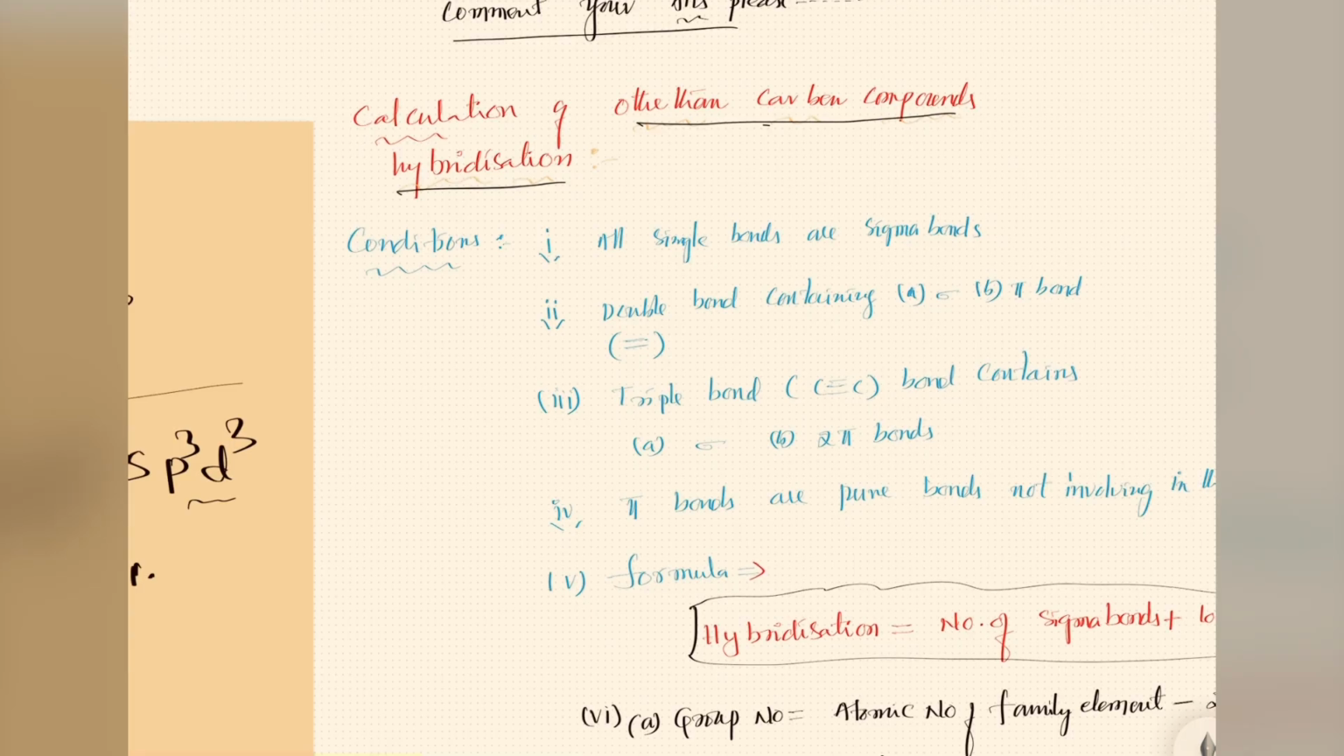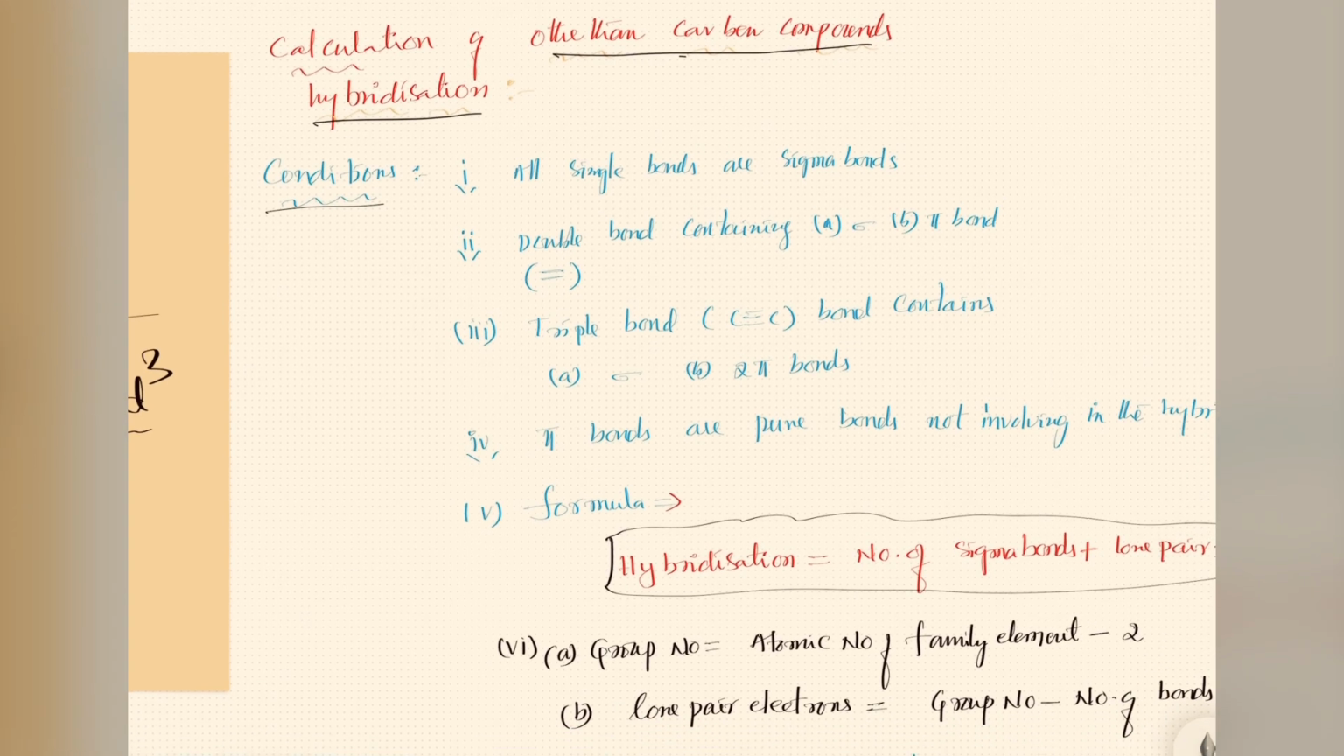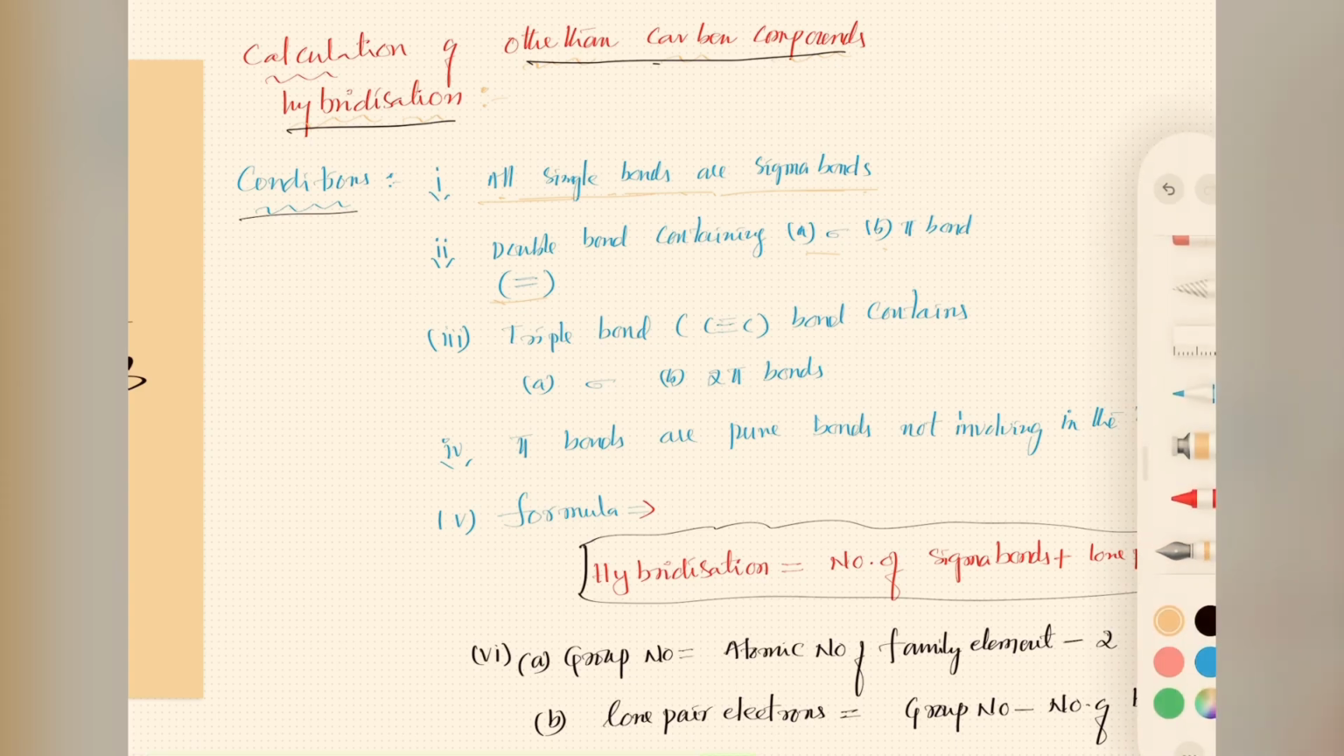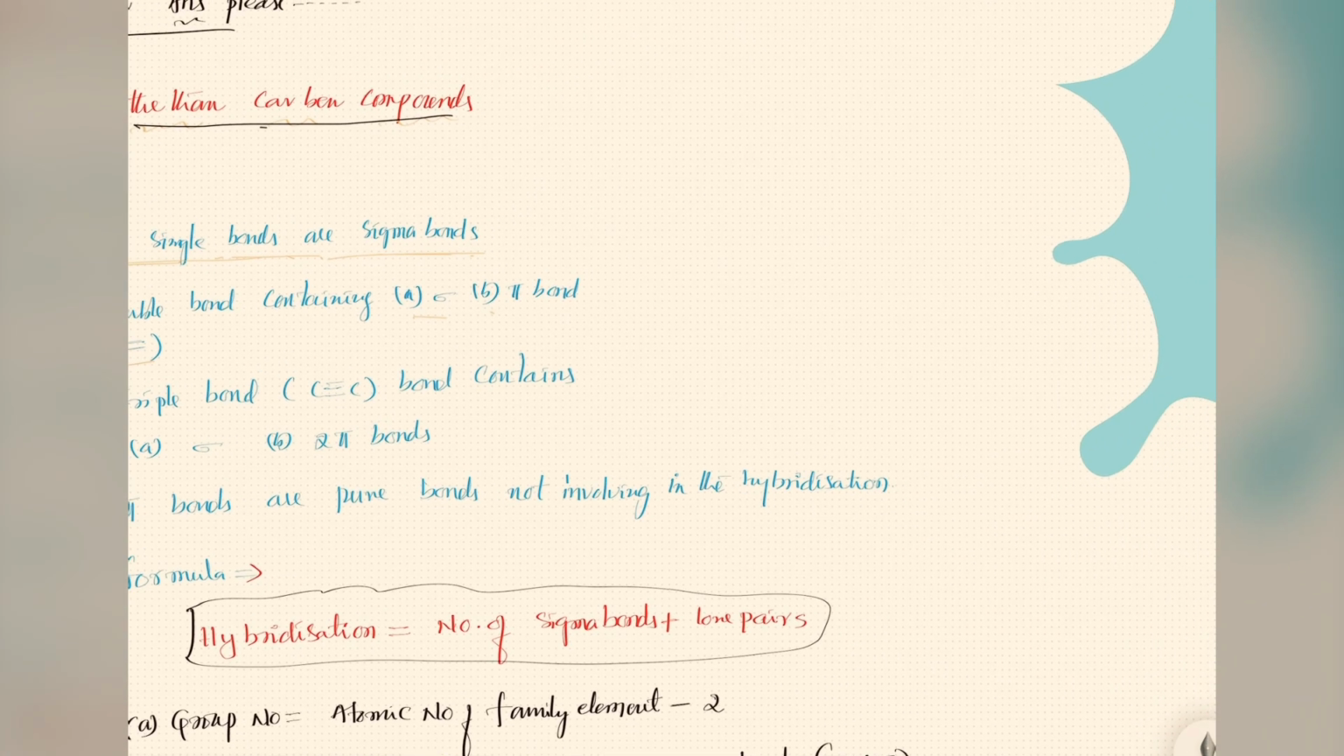We'll discuss how to calculate that. Here we have some conditions. All of you discuss the conditions with your friends, you will get more idea. First, all single bonds are sigma bonds. Generally, a double bond contains one sigma bond and one pi bond.